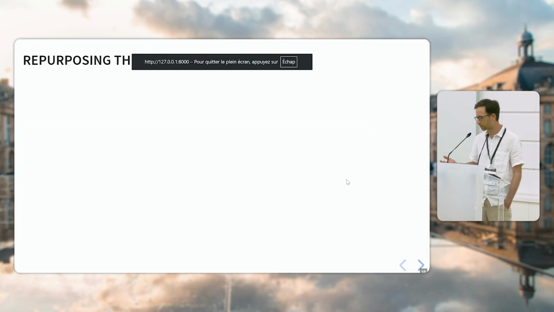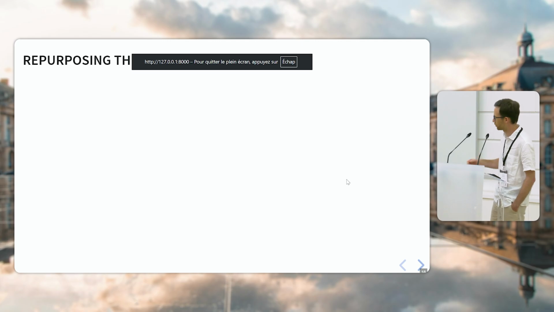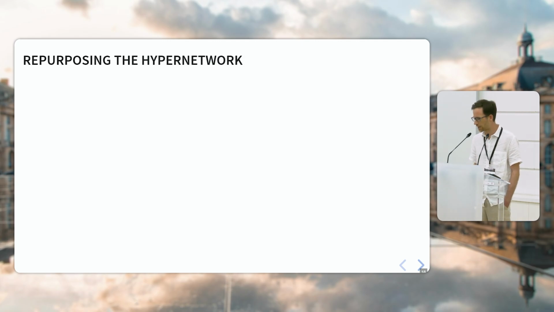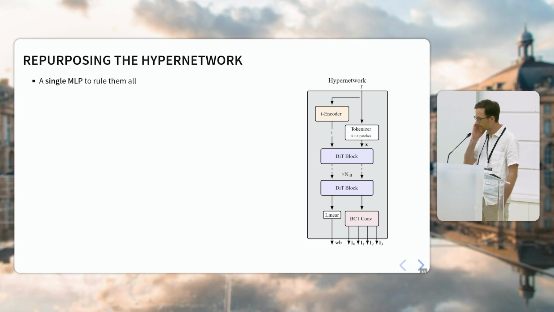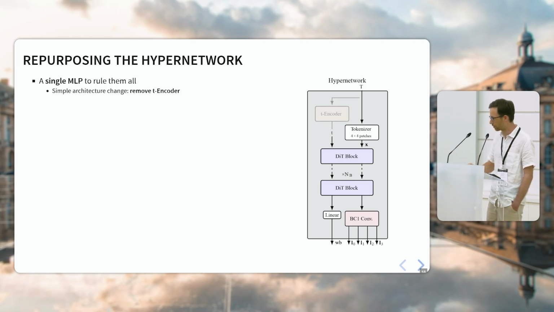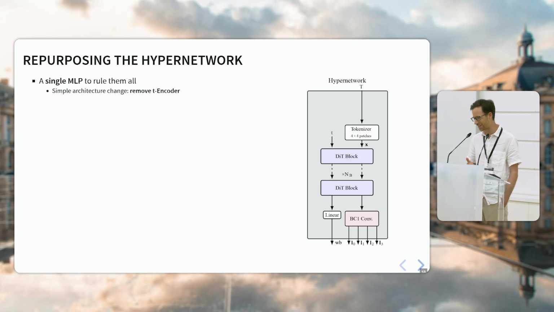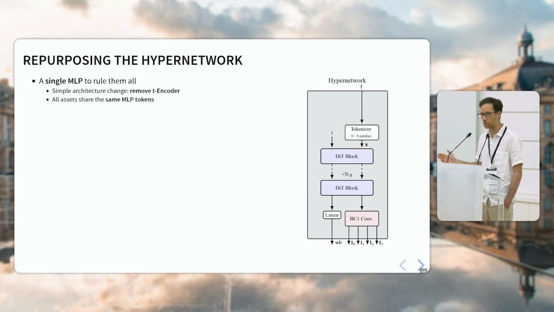Okay, so now we can think of other things we can do with the hypernetwork. The first thing that I tried is to actually output a single set of weights and biases for all the texture sets the hypernetwork can generate. And for that, there's a simple architecture change. You just remove the T encoder, which converts to tokens. So you just have the T0 token that I referred to previously. So now all the assets share the same MLP tokens.